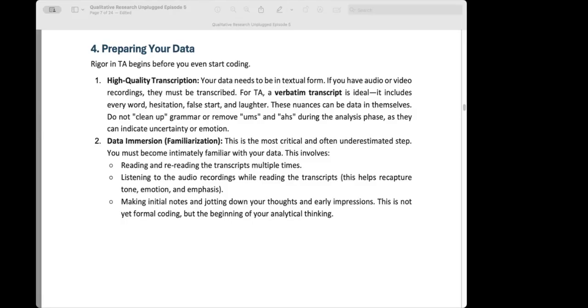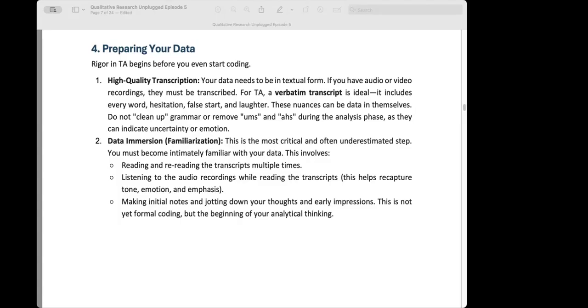Absolutely essential. Second, if possible, listening to the audio recordings while reading the transcripts. This is vital if you have recordings. Text alone can be incredibly flat. It misses so much information. Listening allows you to recapture the tone of voice, the emotional inflection, the emphasis placed on certain words, and even the pauses or silences that text alone can easily miss or misrepresent.